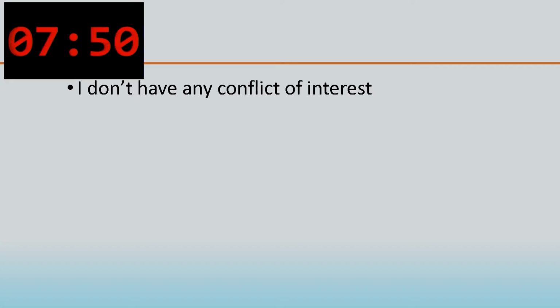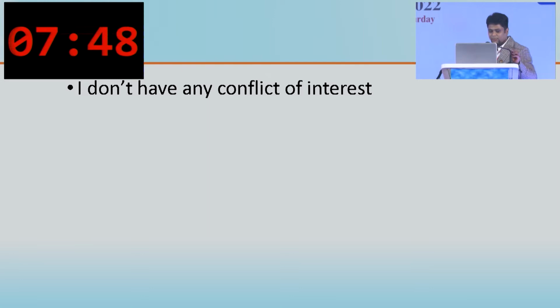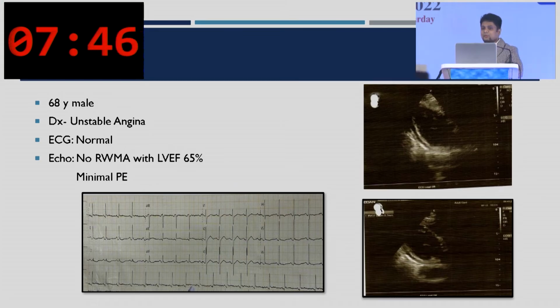So my case is a bifurcation PCI. Seeing is believing. This is my patient, a 60-year-old gentleman. He was admitted with typical chest pain and diagnosed as a case of unstable angina. His ECG was initially normal, and the echo finding showed no regional wall motion abnormality with good ejection fraction, and a minimal pericardial effusion on the echo.